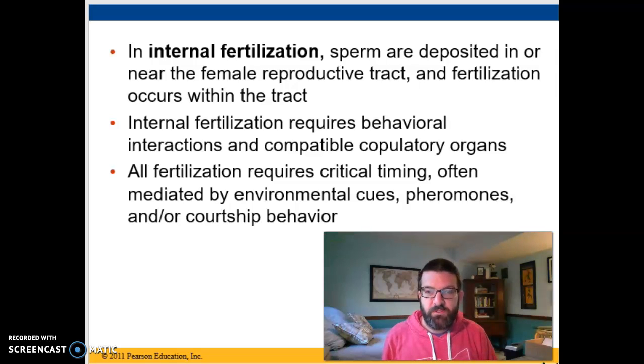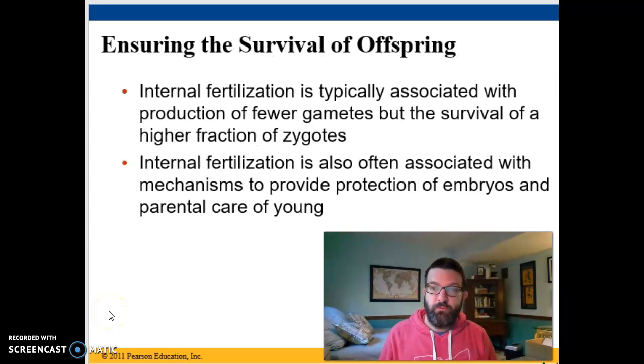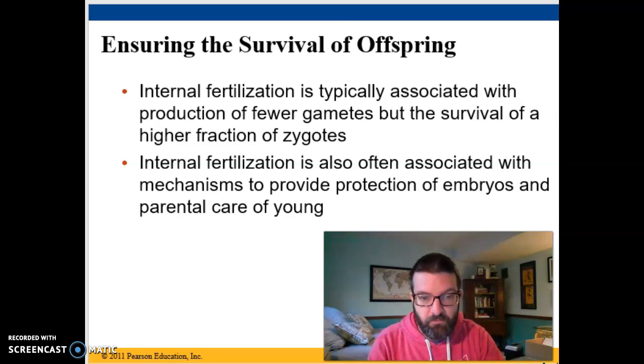And this obviously can be complicated in humans, but it's complicated in all kinds of organisms. If you're a male spider, you are in danger of being eaten by the female that you're trying to court. And so there are a lot of complexities that go along with this. But while internal fertilization has its downsides, it also has its advantages. Namely, a higher fraction of the zygotes survive when they're protected within the parent's uterus.